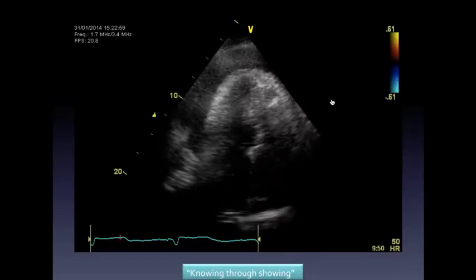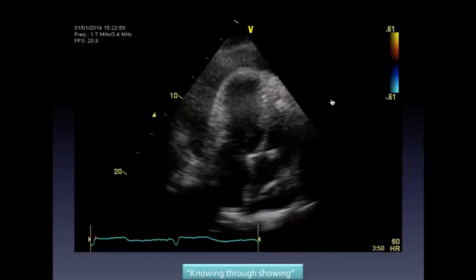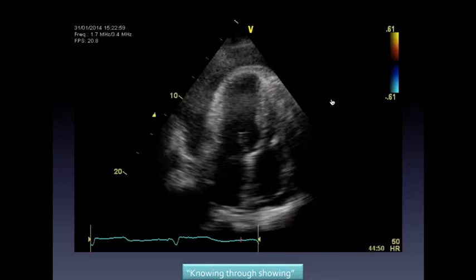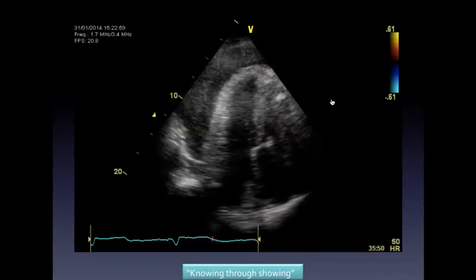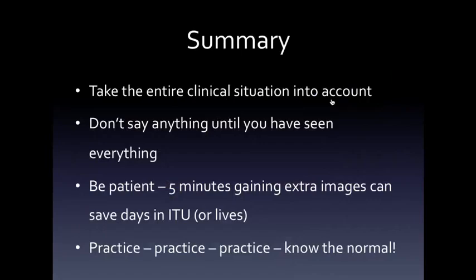So just to summarise, I think I've just about filled up my time. I think that the good thing about coming to echo as a clinician is that we come to it with clinical knowledge and we come to it with a global perspective. And it is bizarre to look at an echo and just say, oh, the ejection fraction is 30%. It's just nonsense. And I think we really have, as doctors, to take the clinical situation into account.